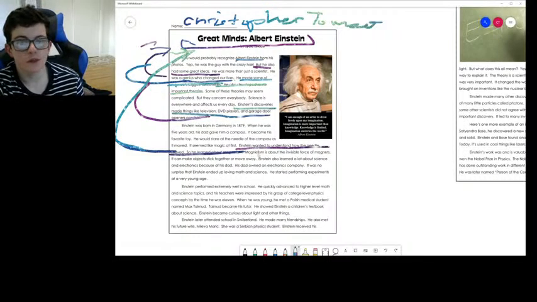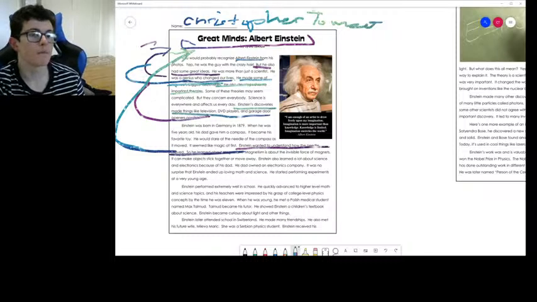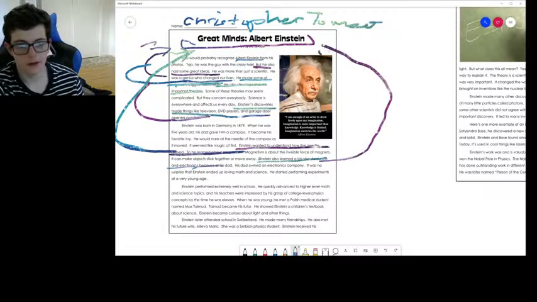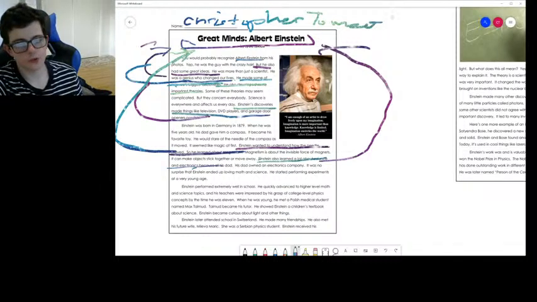Magnetism is the invisible force of magnets. We don't need to underline that. It can make objects stick together or move away. We don't need to underline that because it doesn't have to do with Albert Einstein being a great mind. Einstein also learned a lot about science and electronics because of his dad. He talks about his mind and learning, so we can say this ties back to him being a great mind. His dad owned an electronics company. This does not have to do with him being a great mind, so we don't have to underline it.